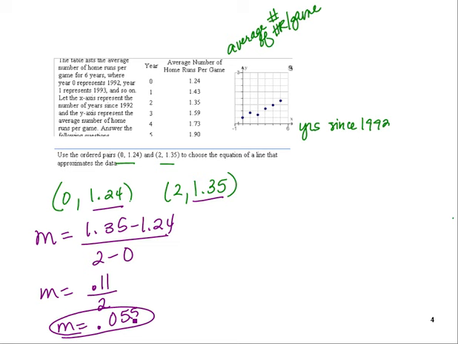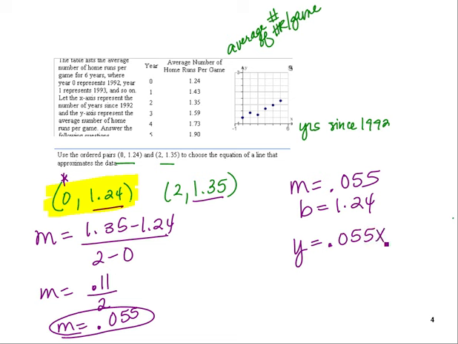More importantly, what else do we know? Anybody see? Yeah, we know this point here, which is a critical point, right? It is the y-intercept point. And so what we know is that m is 0.055 and b is 1.24. So when x is given, you know a lot of information about the line. So our equation is y is equal to 0.055x plus 1.24.